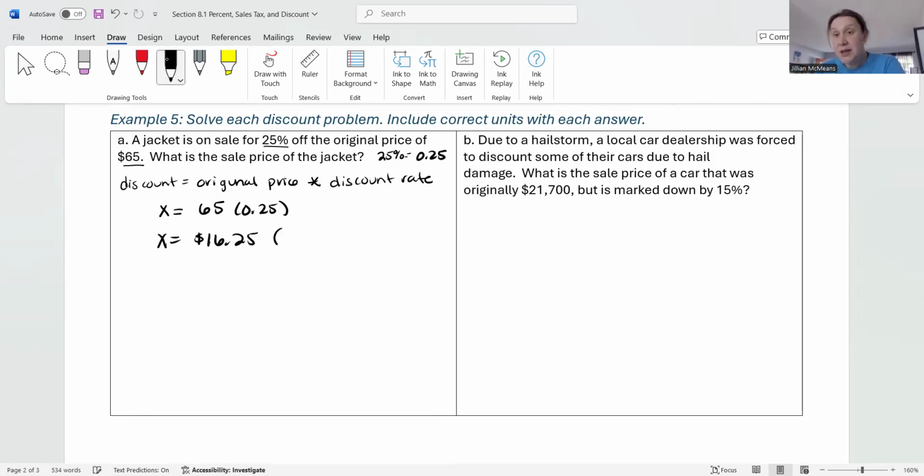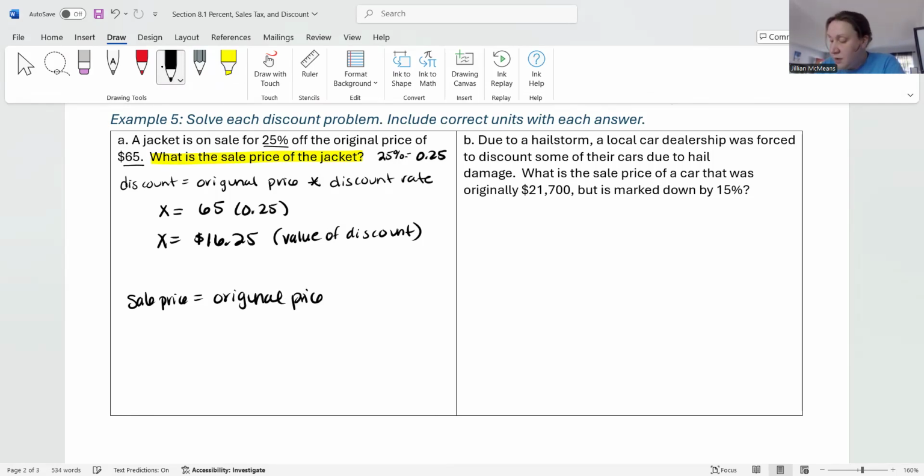$16.25. This right here is not the sale price of the jacket. This is the value of the discount. So this is how much they're going to take off of the original price of the jacket. So the question here says, what is the sale price of the jacket? We've got to do a little bit more work. So remember, the sale price is the original price.